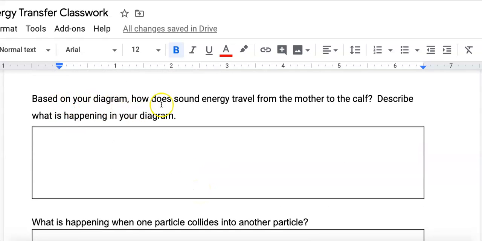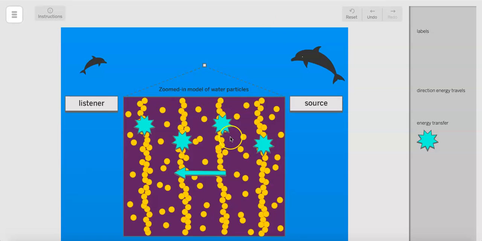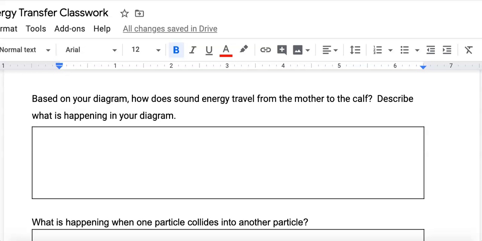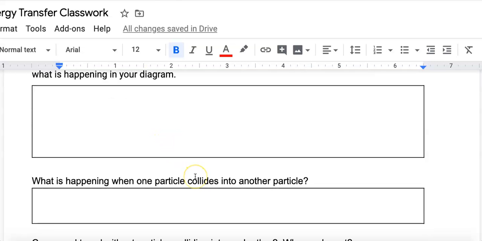So based on the diagram, how does sound energy travel from the mother to the calf? Describe what is happening in your diagram. Sentence starters: Sound energy is traveling from the mother to the calf, and you're going to tell me how. How is that happening when you look at your diagram? So again, I explained it in this video, how sound energy is going to get to the listener from the source. If you are watching the video, you should not have a problem answering this question.